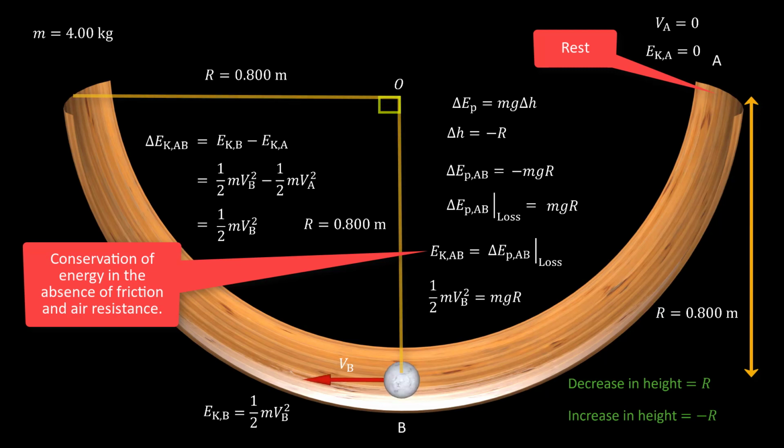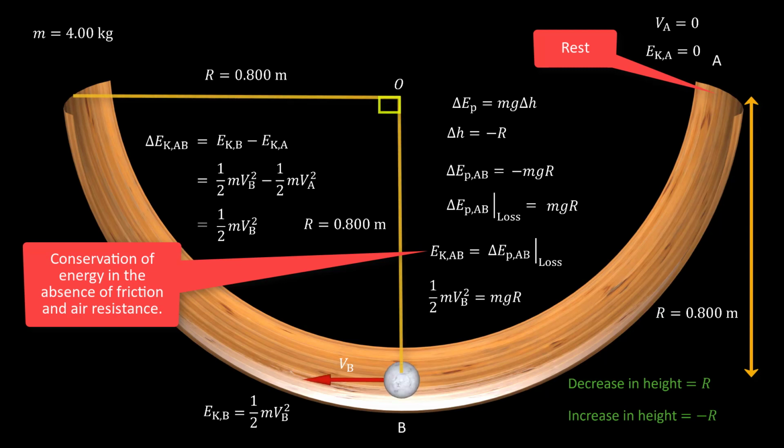Now let me clarify something. Here we have said delta EK AB, which is simply the increase in kinetic energy when the ball moves from point A to point B, is equal to the delta EP AB loss, which is simply the decrease in gravitational potential energy of the Earth ball system when the ball moves from point A to point B.